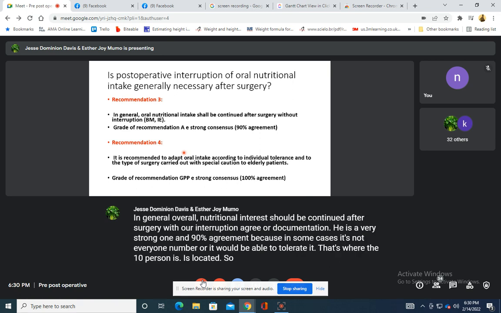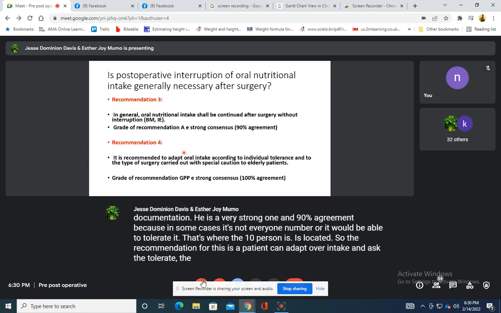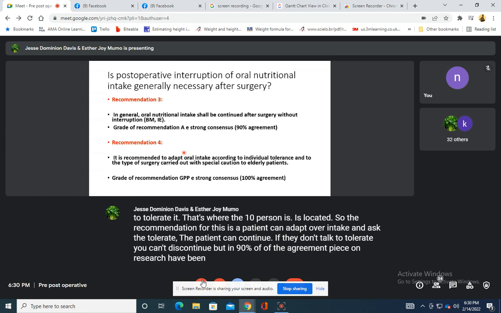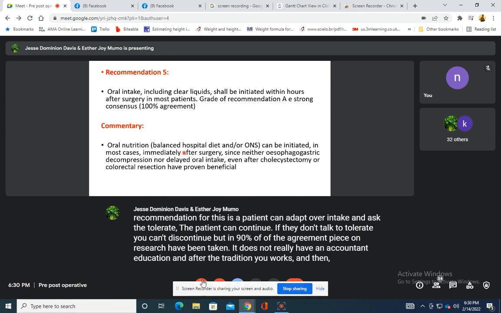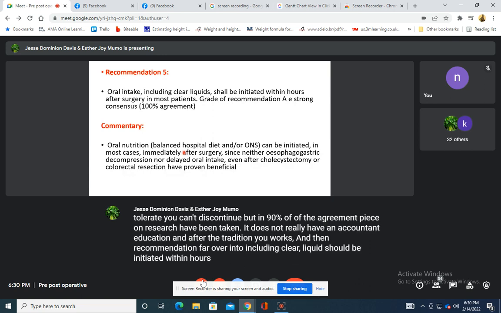So the recommendation for this is the patient can adapt to oral intake, and as they tolerate it, the patient can continue. If they don't tolerate, you can discontinue. But in 90% of the agreement, based on research that has been done, it does not really have any contraindication, and I've actually tried this and it works.